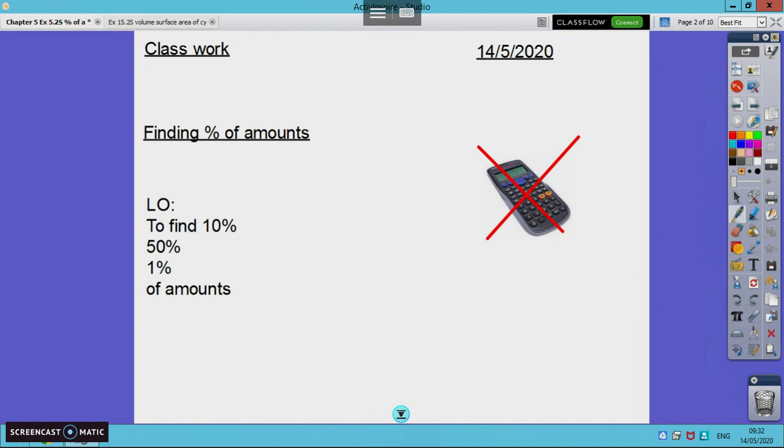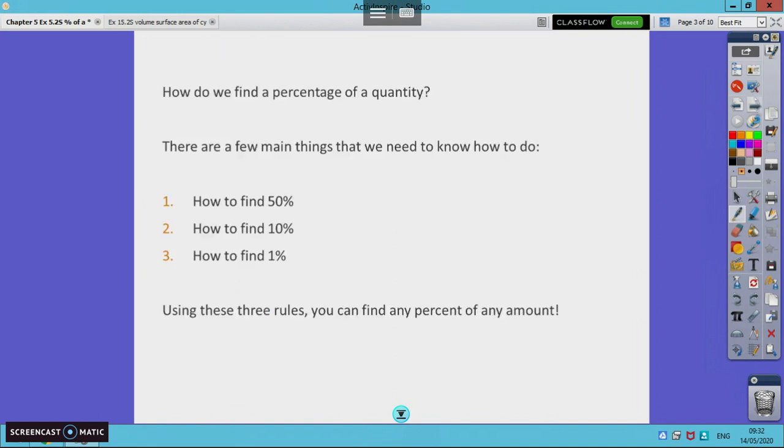Okay, so 10%, 50%, and 1%, and we're all going to do it with no calculators, so no calculators allowed for this lesson. So make sure that you write down your date, your title, and your learning objective, please. You can pause the video whenever you want, just to get yourself sorted.